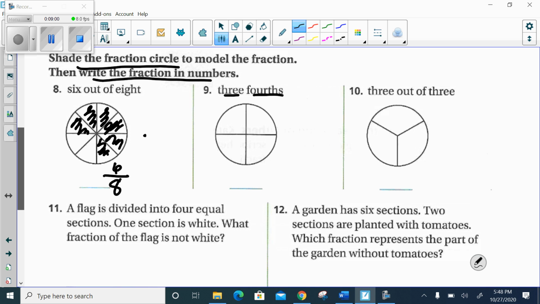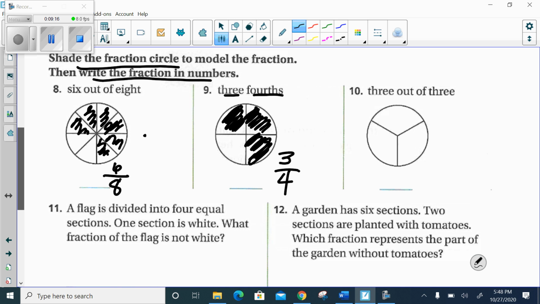This one, 3 fourths. Well, there's 1, 2, 3, 4. There are 4. Okay, so we're going to shade 3 of them. 3 of these fourths. 1, 2, 3. No, we're not being Picasso. We're just shading. Okay, so we're going to do 3 out of 4.